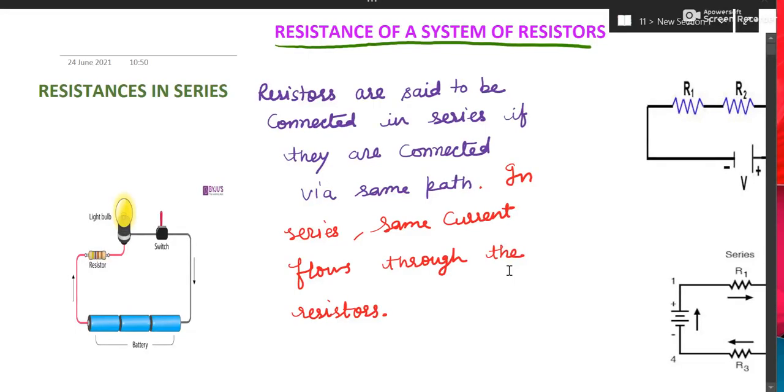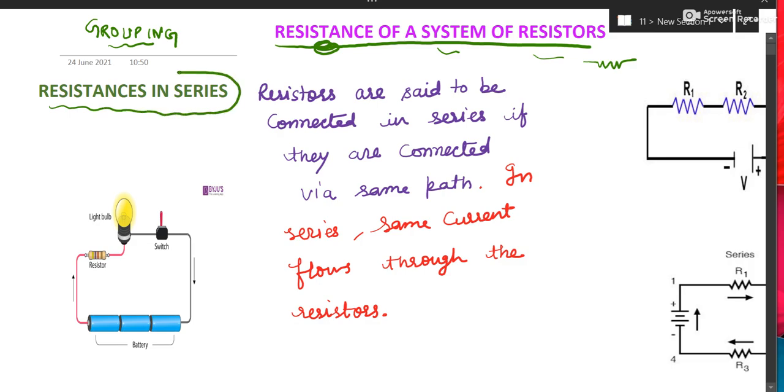But we will be discussing the resistance of a system of resistors. The symbol of a resistor is like this. Okay, how to group them up? Basically, it is grouping of resistances, arrangement of resistances. So, the first way to group the resistances is in series. Series grouping of resistances, or resistances in series.